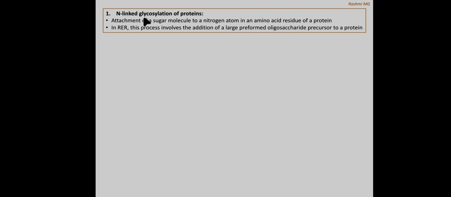N-linked glycosylation. What does the term glycosylation mean? Attachment of a sugar molecule to a nitrogen atom in an amino acid residue of the protein. In RER, this process involves the addition of a large preformed oligosaccharide precursor to a protein. That preformed oligosaccharide precursor is referred to as NAGA, that is N-acetylglucosamine. Let us see how.